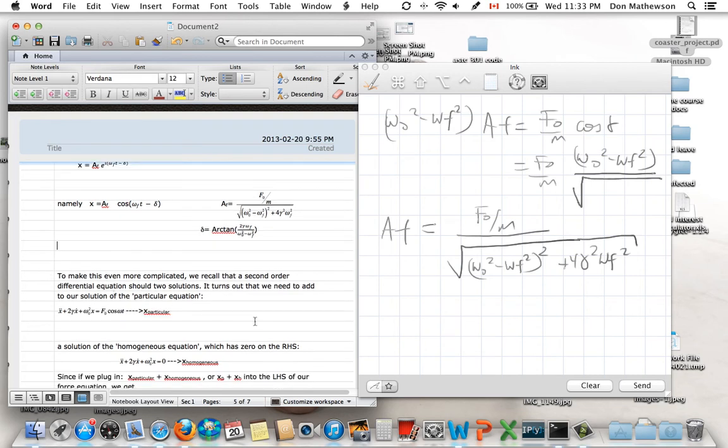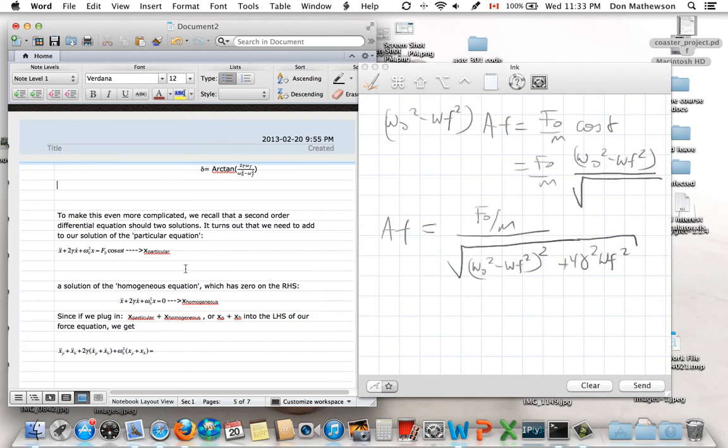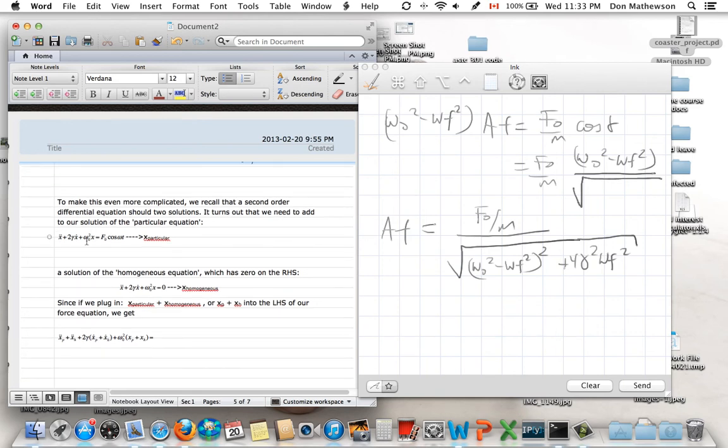But we're still not done, unfortunately, because remember that this is a second order differential equation, and we need a second solution. Well, we've already solved this equation. We just did that. All we need to do, it turns out from the theory of differential equations, is add a solution to the homogeneous equation, which is what we got when the right-hand side was 0, and we did that last class for the forced damped harmonic oscillator.